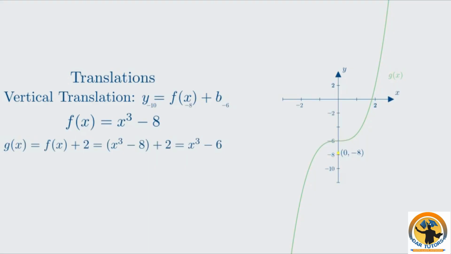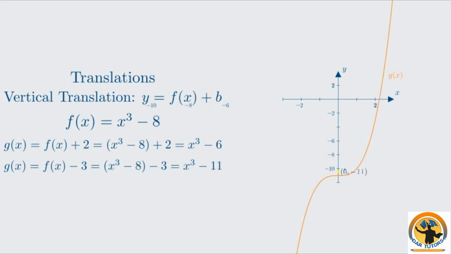As you can see, the graph of g of x is identical to f of x, but it has been shifted upwards by 2 units. The point (0, -8) on f of x moves to (0, -6) on g of x. Now let's try g of x equals f of x minus 3. This is x cubed minus 8 minus 3, which is x cubed minus 11. This time, the graph shifts downwards by 3 units. The point (0, -8) moves to (0, -11). So adding a constant outside the function translates the graph vertically.